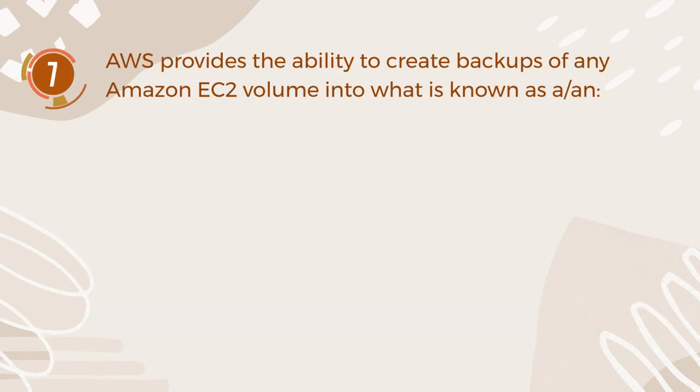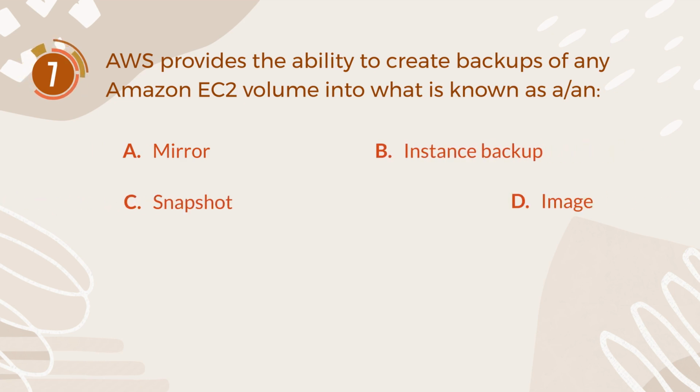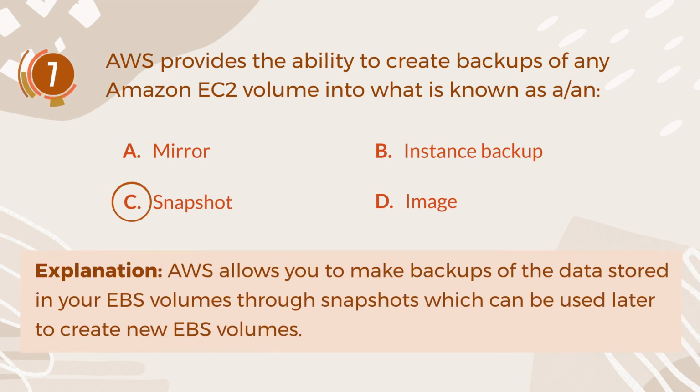Number 7. AWS provides the ability to create backups of any Amazon EC2 volume into what is known as a what? A. Mirror. B. Instance backup. C. Snapshot. D. Image. The correct answer is C. Snapshot. Explanation. AWS allows you to make backups of the data stored in your EBS volumes through snapshots, which can be used later to create new EBS volumes.